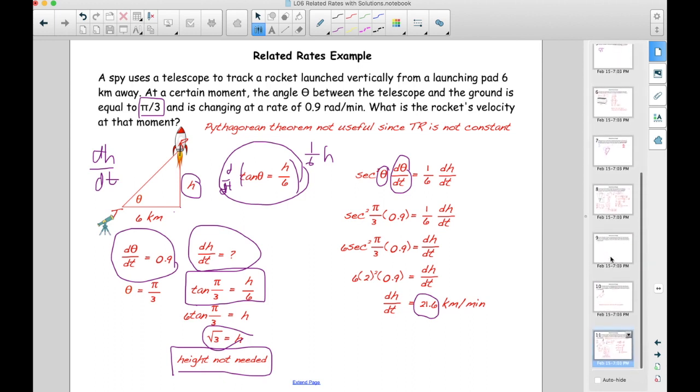And so that's interesting. I actually enjoy doing related rate problems. So that gives you sort of an overview on how to do related rates, and the next lesson will be more practice on these sort of in a game format.